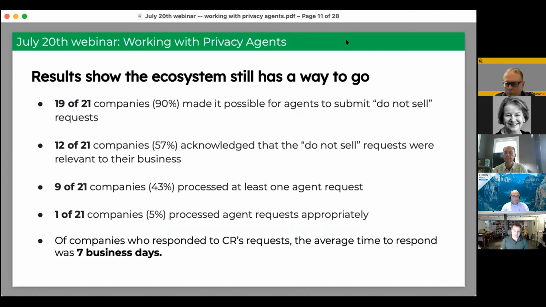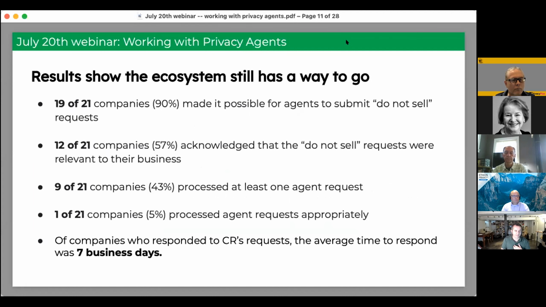What we found is that, unsurprisingly, the ecosystem still has a way to go. The good news is that most companies made it possible for agents to submit the requests, which they're obligated to do under the statute. A little bit more than half acknowledge that the requests were relevant to their business. That's going to be an issue for these things to be feasible.